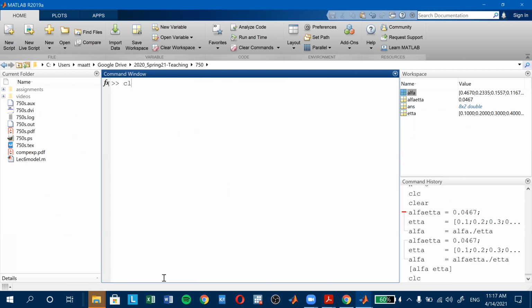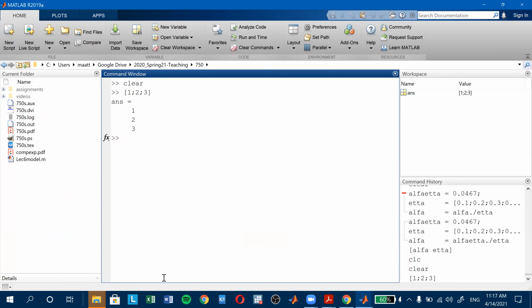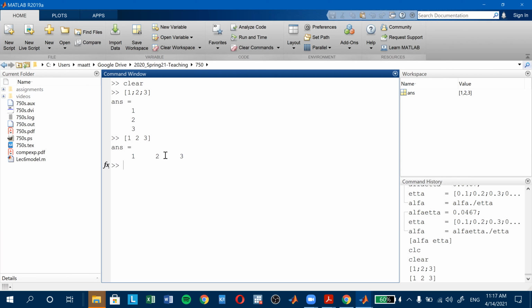Let's clear all this. So in MATLAB, everything is in matrix form. When I write this, for instance, this is a column vector, right? When I use the semicolon operator, it is a column vector. When I write without semicolons, it is a row vector.